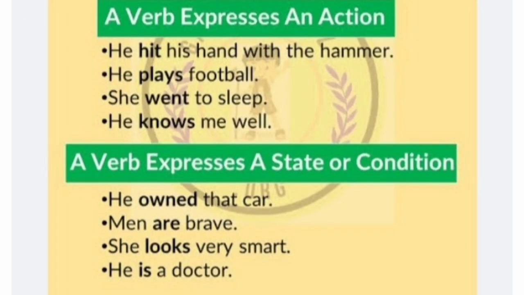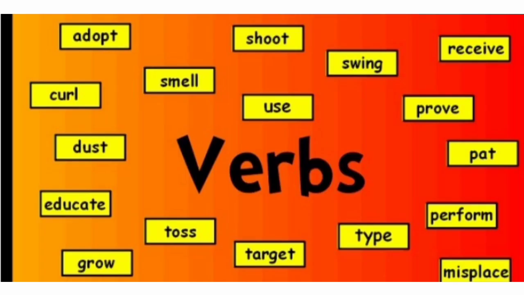A verb expresses a state or condition. He owned that car. Men are brave. She looks very smart. He is a doctor. The black highlighted verbs are expressing a state or a condition. These are examples of a few verbs.